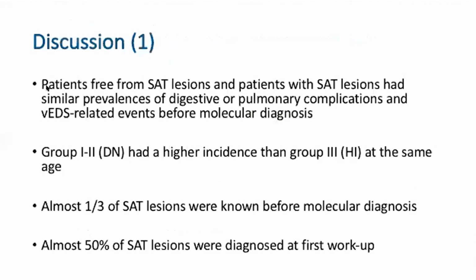So what did we conclude? First, that patients free from supraaortic trunk lesions and patients with supraaortic trunk lesions who have vascular EDS had similar prevalences of digestive or pulmonary complications and vascular EDS-related events before molecular diagnosis. Then that patients with dominant negative variants, glycine missense or splice-site variants, had a higher incidence than patients with haploinsufficient variants at the same age. Almost 1/3 of supraaortic trunk lesions were known before molecular diagnosis, and almost 50% of these lesions were diagnosed at first workup.